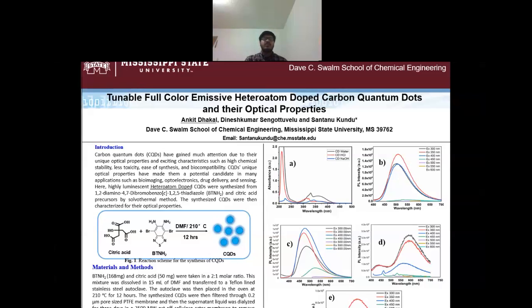Today, I'll be presenting on tunable full-color emissive heteroatom doped carbon quantum dots and their optical properties. Carbon dots, due to their unique optical properties, have been a potential candidate in many applications, such as bioimaging, optoelectronics, drug delivery, and sensing. Here we synthesized highly luminescent heteroatom doped carbon quantum dots by using BTNS2 and citric acid precursors. We use the solvothermal method to synthesize these carbon dots.